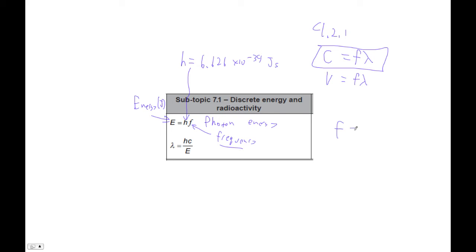So frequency, therefore, is, what is frequency? Frequency is c over lambda, right? And so if you plug that in, you can say E is hc over lambda, and then, of course, you can solve that. Just solve that for lambda: lambda is hc over E. So this is to find the wavelength of something that has a particular energy, okay?